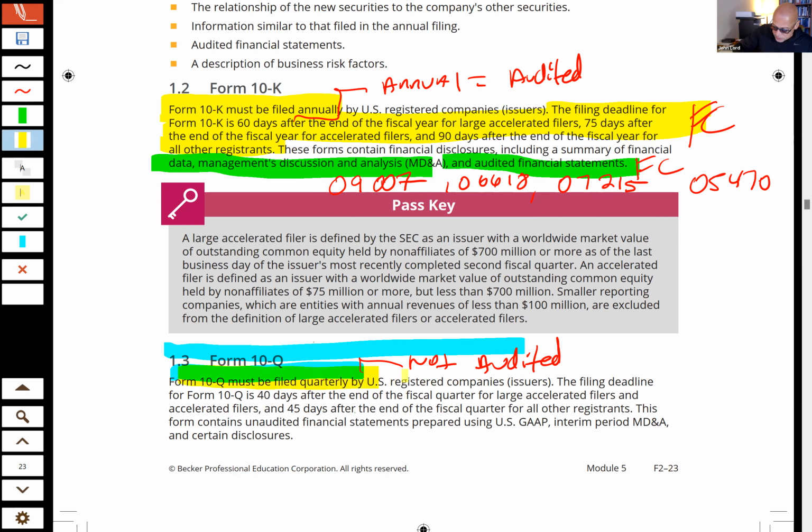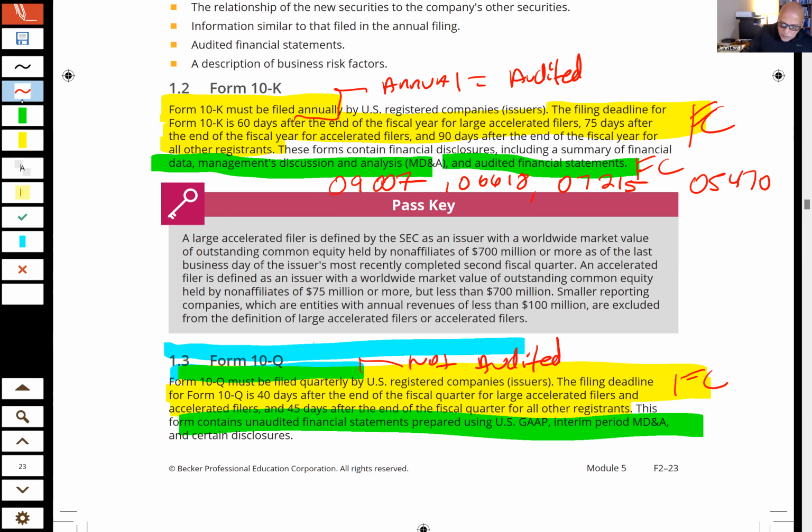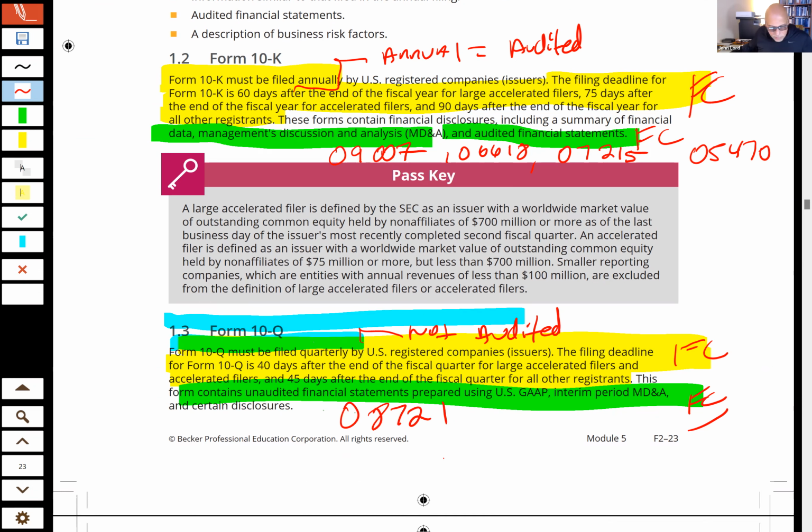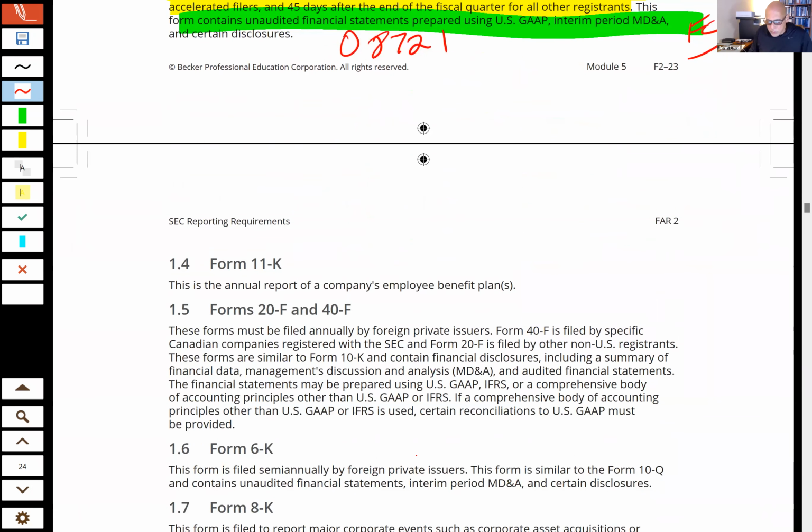Okay, so they tell us that the 10Q is to be filed quarterly. And here we go again with the amount of time that they allow entities to file these. It's something that you can flashcard, something that you can memorize. You should also flashcard that these statements are unaudited. Okay, but again, if it's not an annual statement, it's typically not audited. Not annual equals not audited, but they are reviewed. Okay, so question that's relevant there is 08721.